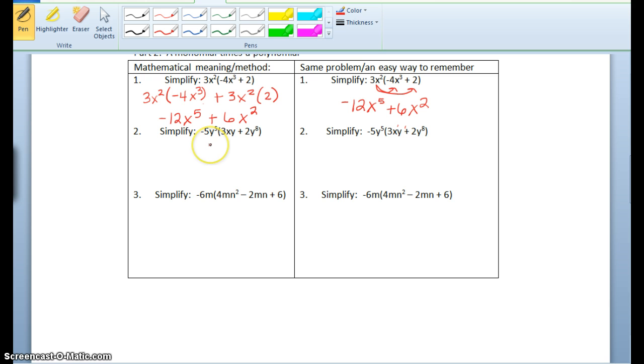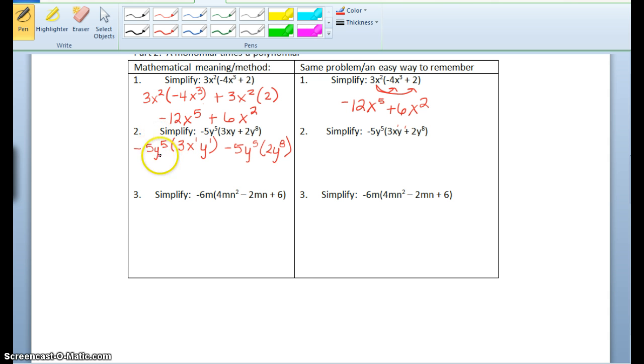Now let's look at number 2, our second example. We're going to do this the same way. We're multiplying the monomial, the one term on the outside, times each of the terms on the inside. So all we're doing is we have on the outside negative 5y to the fifth. We're going to multiply it times 3x, and I like to go ahead and write my ones here, y to the first power. Then we're going to take this same negative 5y to the fifth and multiply it by 2y to the 8th power.